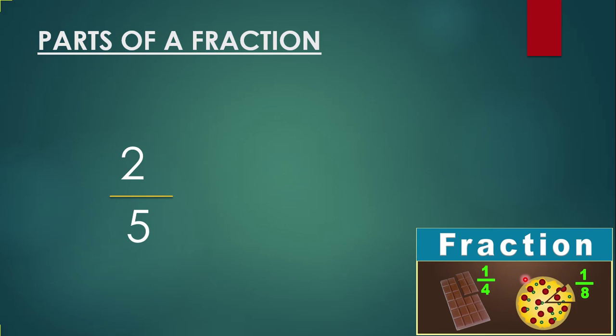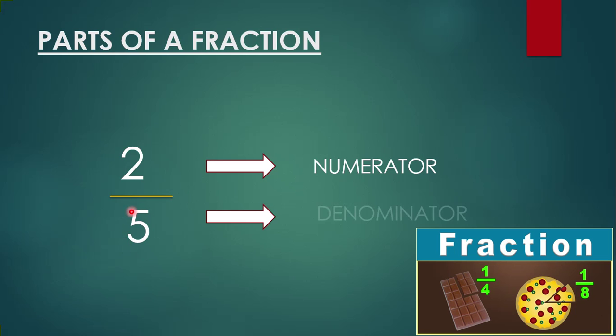When it comes to a fraction, there are two main parts of it. The first part is the number which is on top of the line. The number which is on top of the line is what we call the numerator. And the number which is below the line is what we call the denominator. Therefore, when it comes to a fraction, the numerator and the denominator are the two main parts of it.